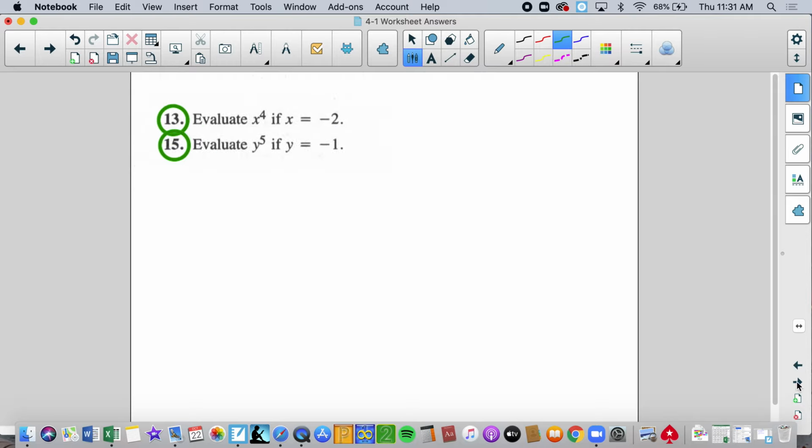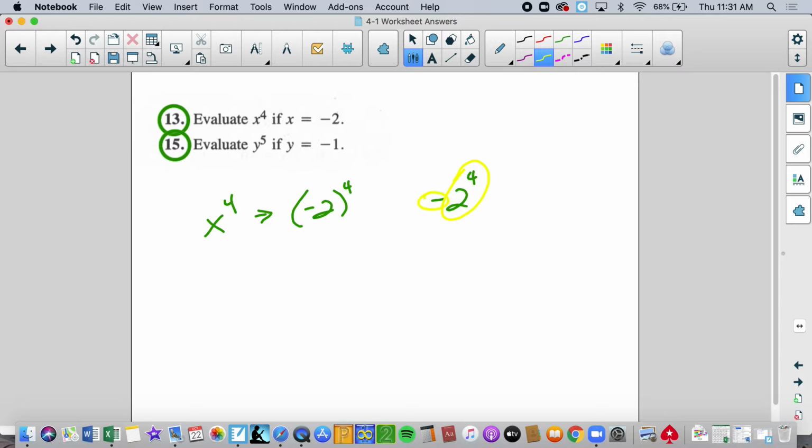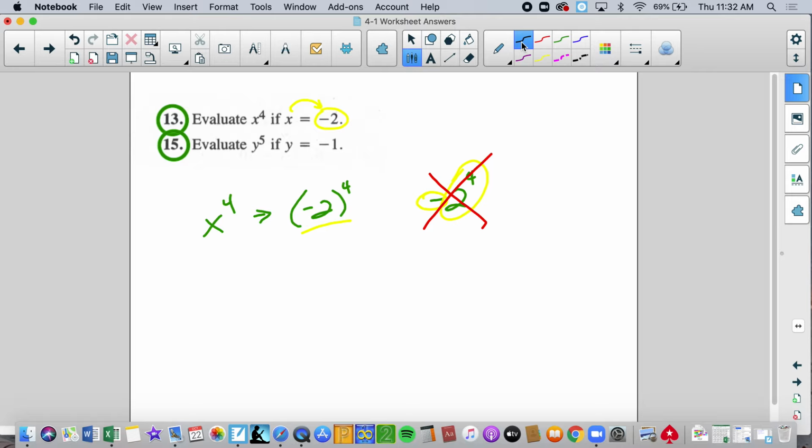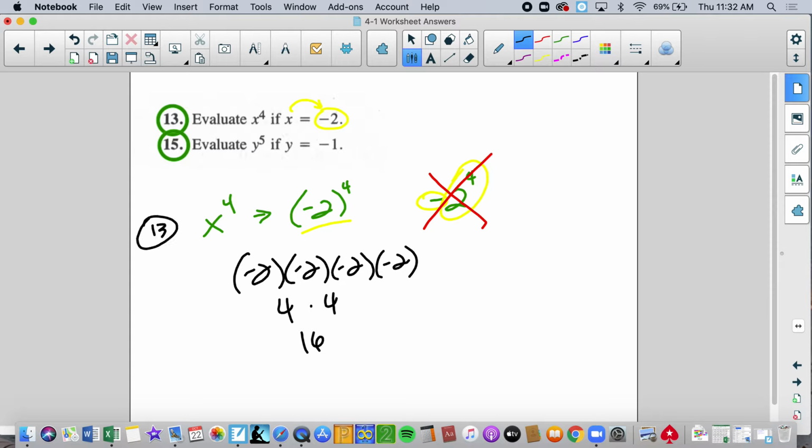If we look at the next group, it says evaluate x to the 4th when x equals -2. So we have x to the 4th now becomes (-2) to the 4th. Notice I didn't write it as -2 to the 4th because that would mean 2 to the 4th, and then the negative would not be included. But since the negative is included as the x, we would write it as the quantity of -2 to the 4th. And that means we have -2 times -2 times -2 times -2, which gives me 4 times 4, which is 16. So number 13 is going to be 16.